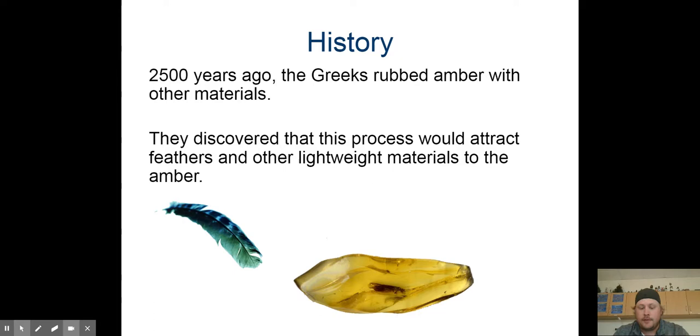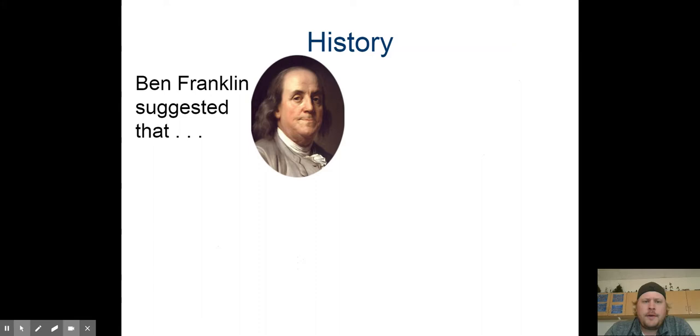And so by doing that, they knew what was going on, but they couldn't fully explain it or understand the concept that this is what we know as electricity. And that's a lot of how science works, is you understand the concept, but you don't really know the science behind it. Okay. So back in the day, we figured out that Ben Franklin thought that opposite charges attract and like charges repel.